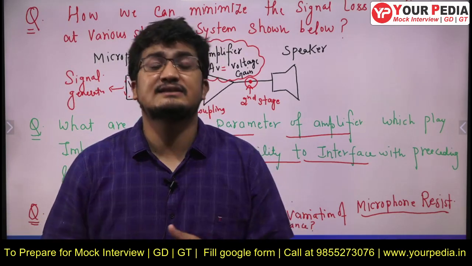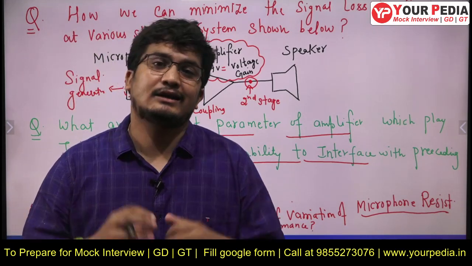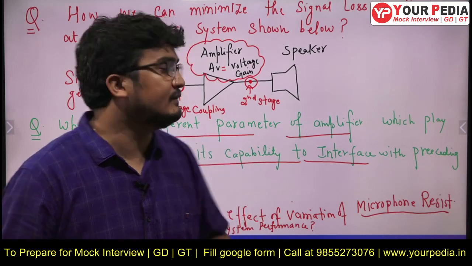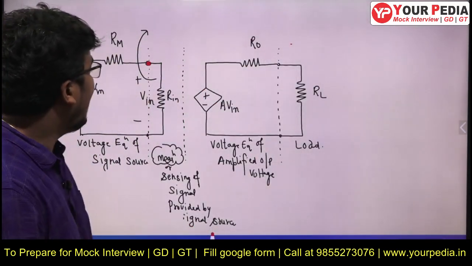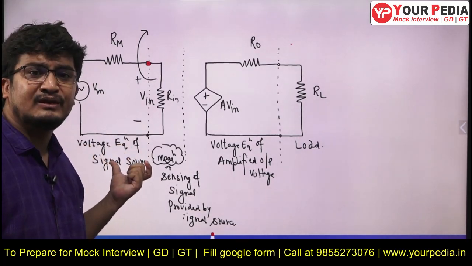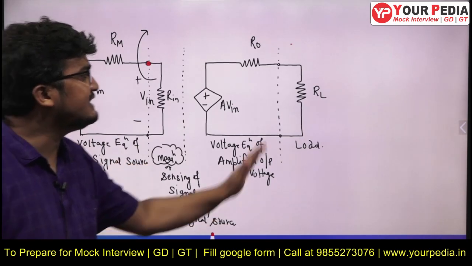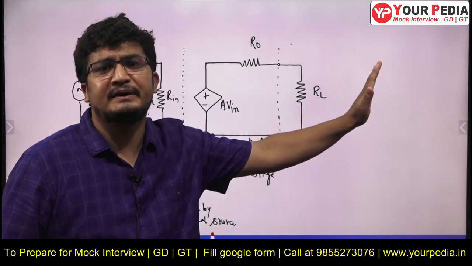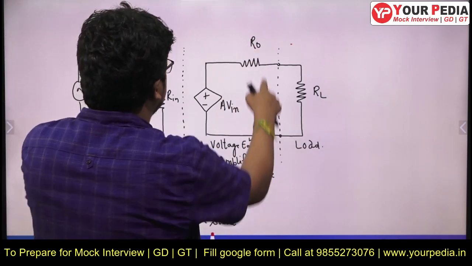So keeping my discussion on the same line, I am drawing an equivalent terminal behavior model of this entire system. Fine, you can see here. I have designed the voltage equivalent of the microphone, which is the Thevenin equivalent, and I have designed the speaker as a load resistance or load impedance. Now you can see this is the amplifier structure in between.